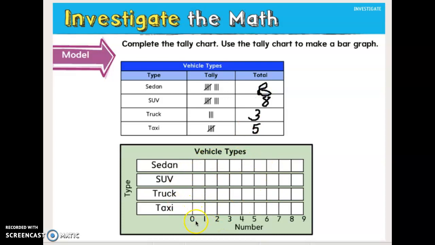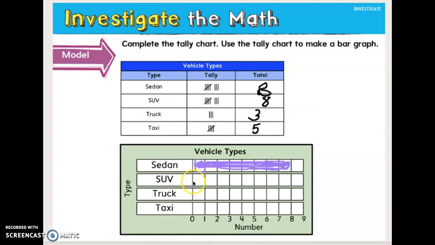To make our bar graph, we're simply going to color them in, and I'm going to use different colors to make it exciting. So for our sedan, we have 8, so we just color over to the number 8. What you can do is either start here, and there's one box, and go this way, or you can start at the last number, 8, and color it in this way. That way I know where I'm stopping and I can just color it in. That makes it really nice and easy.